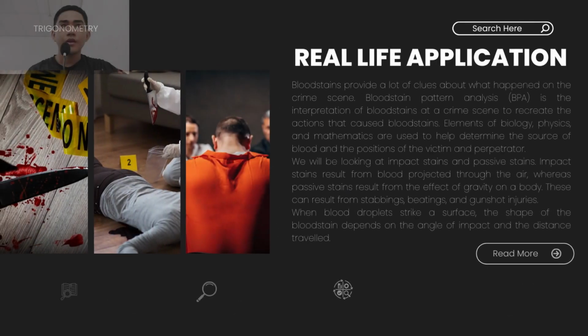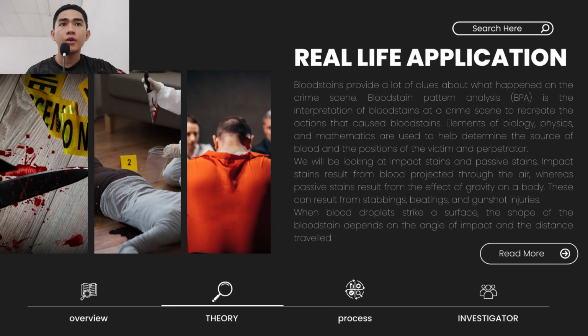Real life application. Bloodstains provide a lot of clues about what happened at the crime scene. Bloodstain pattern analysis is the interpretation of bloodstains at a crime scene to recreate the actions that caused the bloodstains. Elements of biology, physics, and mathematics are used to help determine the source of blood and the position of the victim and perpetrator. We will be looking at impact stains and passive stains.